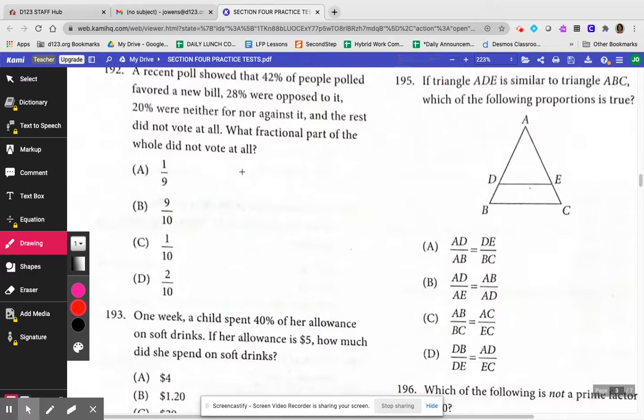So if we add our 42%, 28%, 20%, that gives us a total of 90% accounted for out of 100%. So I can reduce that fraction to 9/10 that did vote. So what did not vote? That would be 1/10 did not vote.